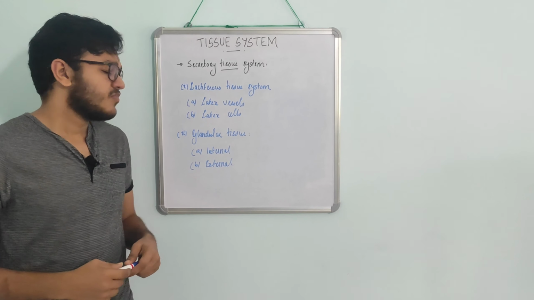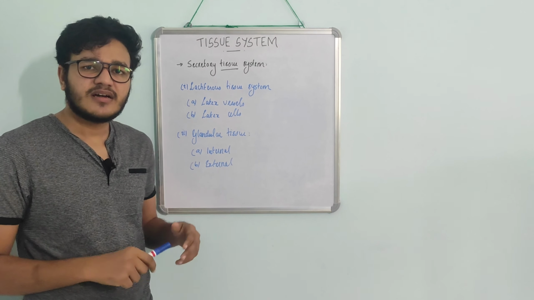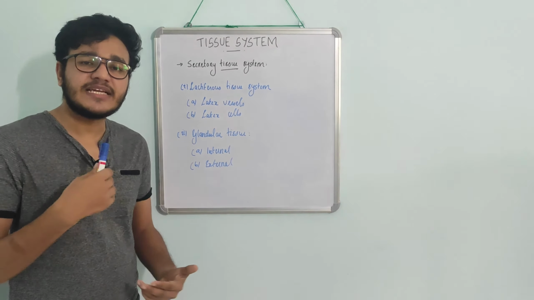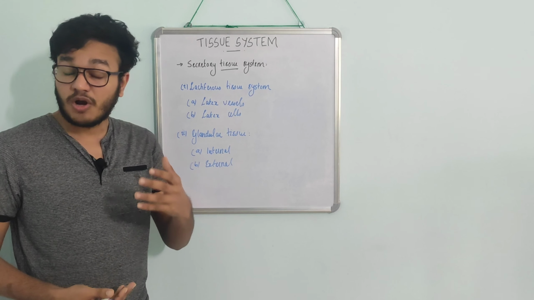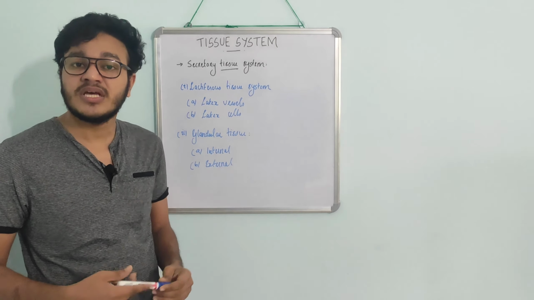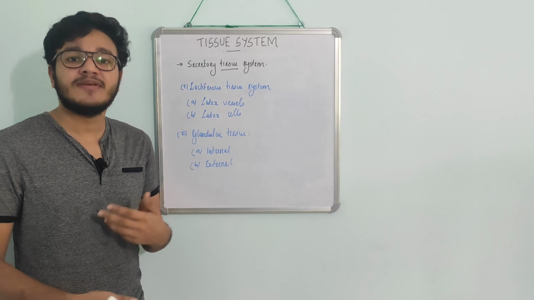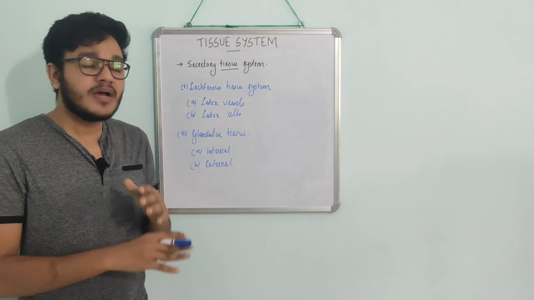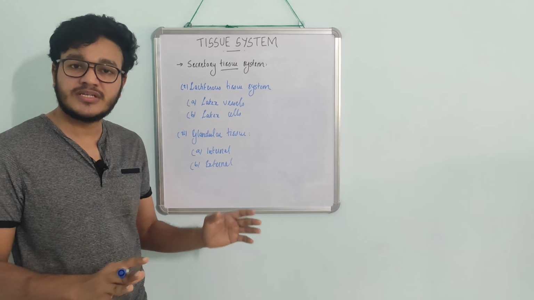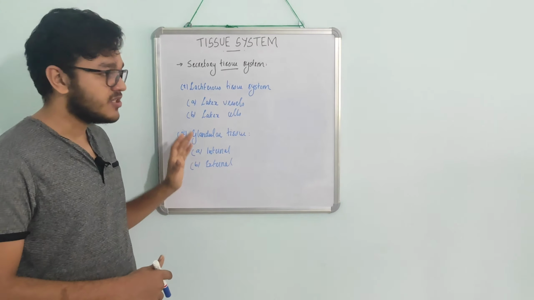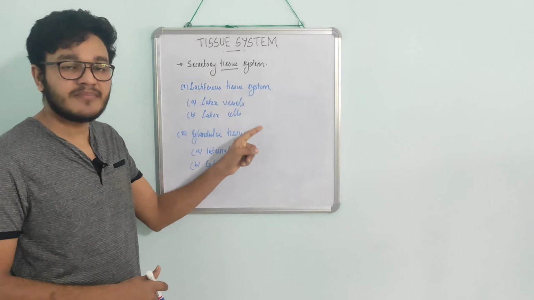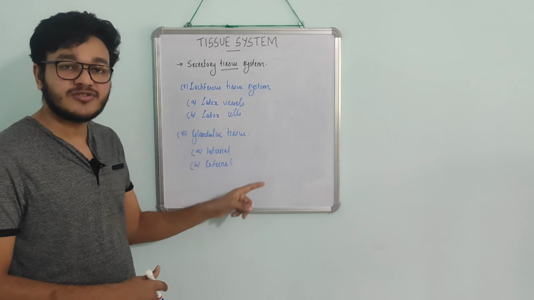Secretory tissue system, as I mentioned a few minutes before, is the tissue system which helps in secretion or excretion of certain biomolecules, which may be waste to the plant or may be useful to the plants. Anyway, the tissue system which helps in secretion or excretion is generally termed as secretory tissue system. It is broadly of two types. The first one is the lactiferous tissue system and the second one is the glandular tissue system.